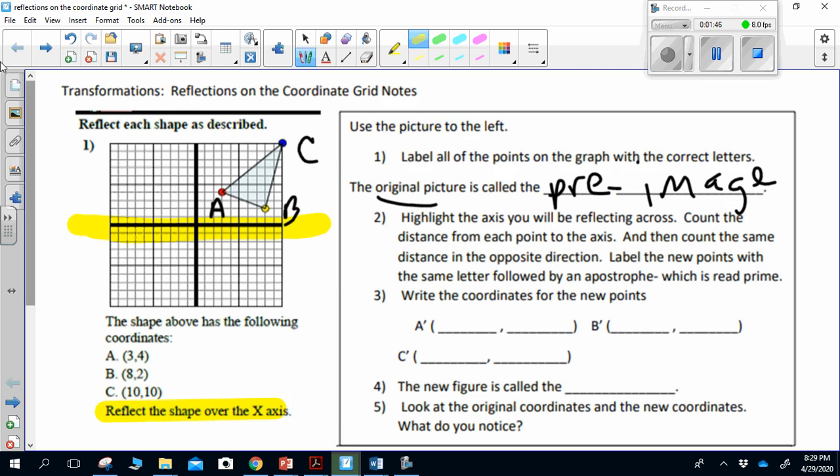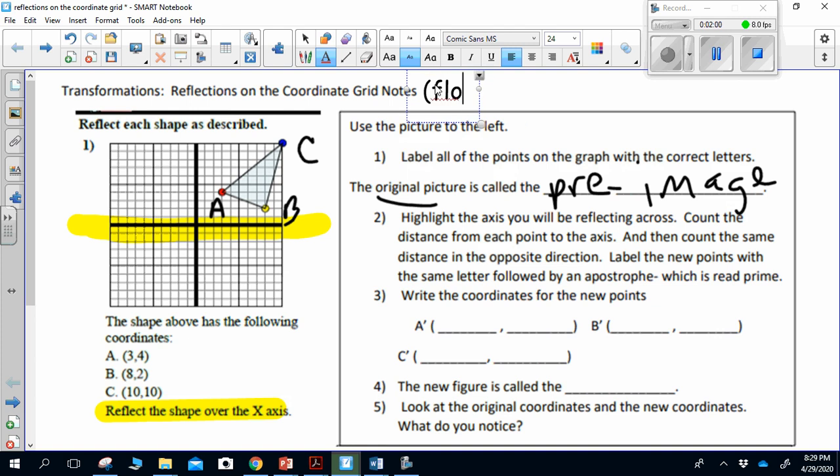So in some places you might hear of a reflection being called a flip. So let's add the word flip up here at the top. Now it's not really a flip, but that's what the shape is going to be doing. It's going to be kind of flopping over that line. So a reflection is a flip, and the way you can remember that is it has an FL in it, and so does the word flip.